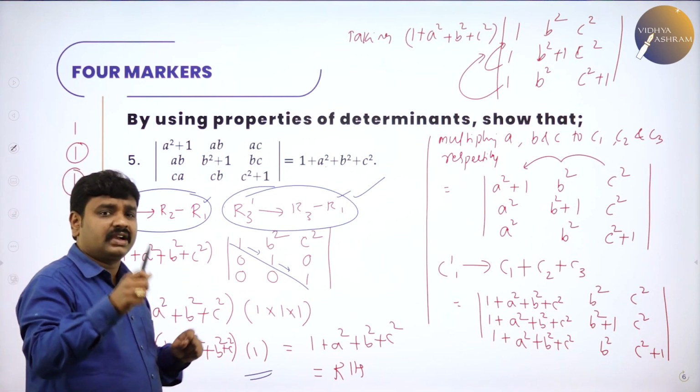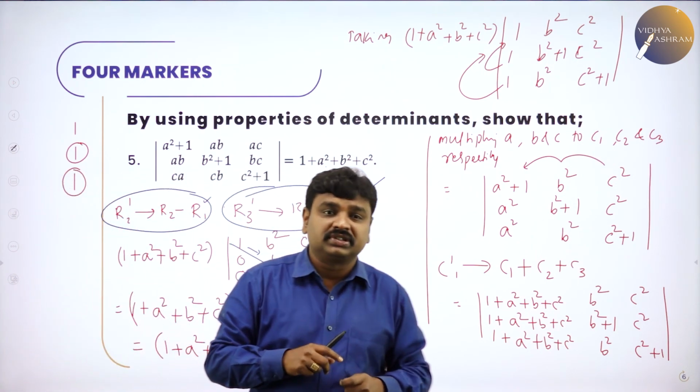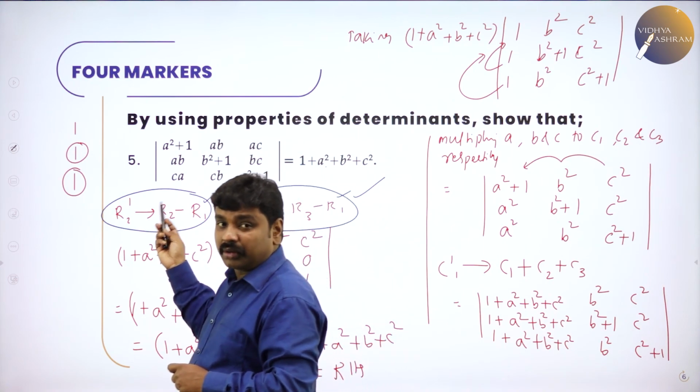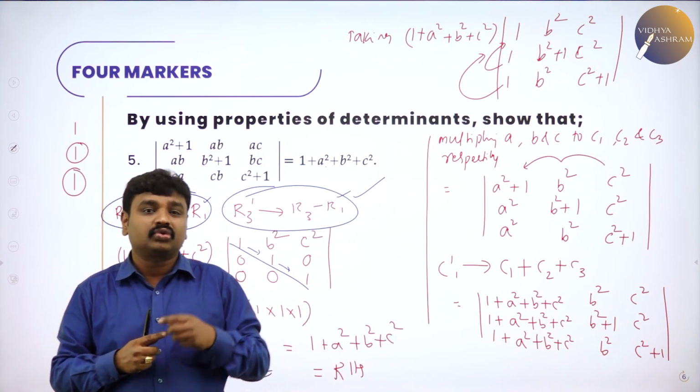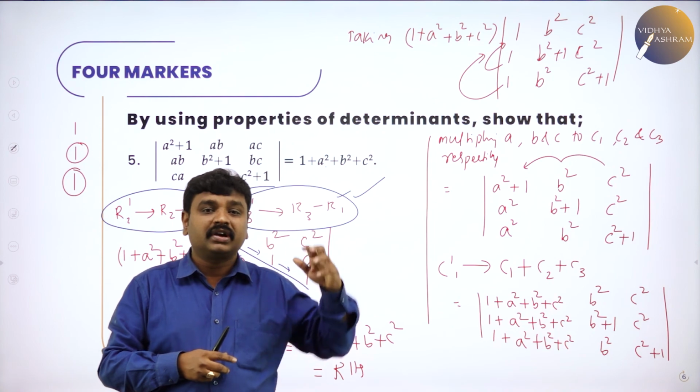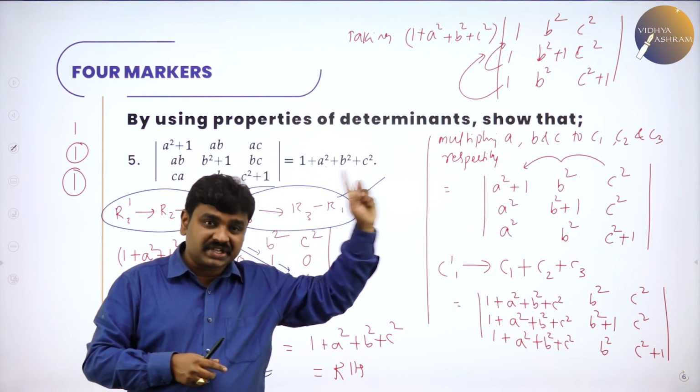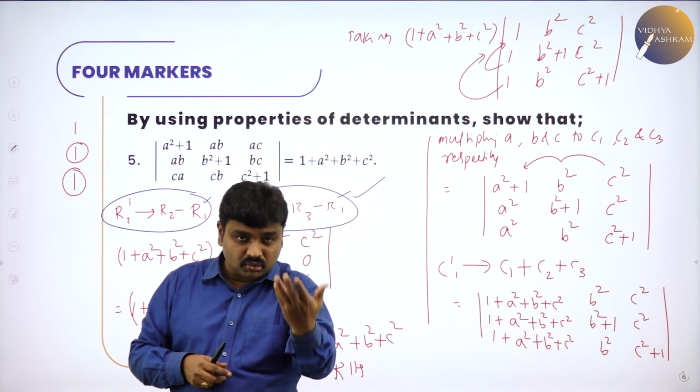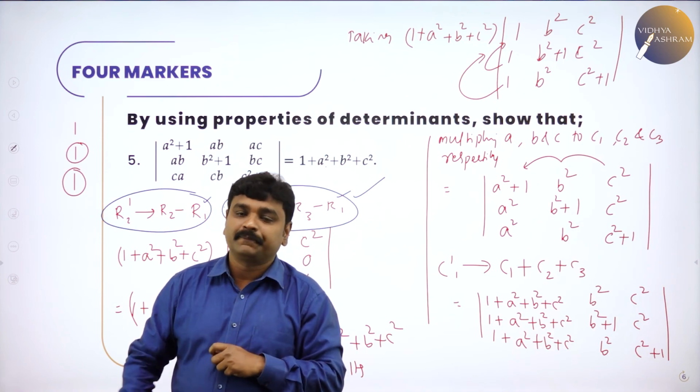Don't do trial and error in the transformations. To do direct row or column operations, you need to have practiced once. So practice them and see what is the hint required. And I told you always the hint is RHS. RHS will guide you whether to do column or row operation.